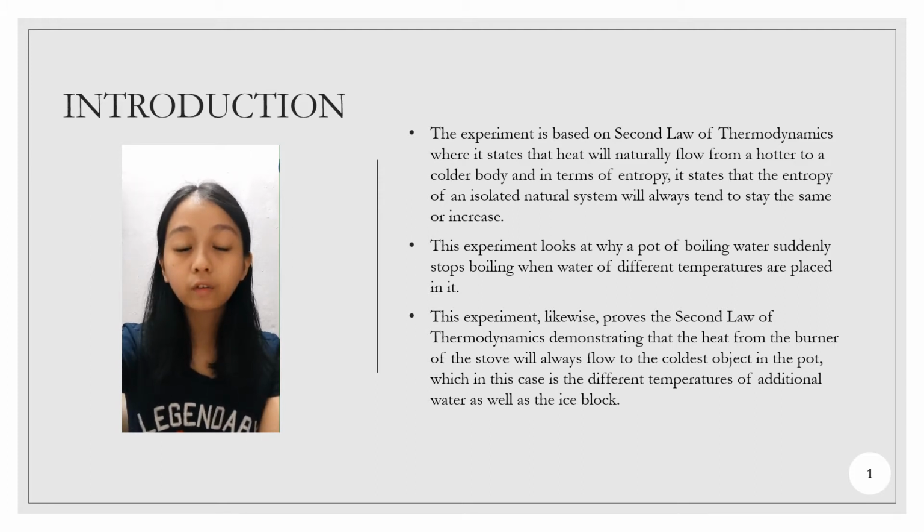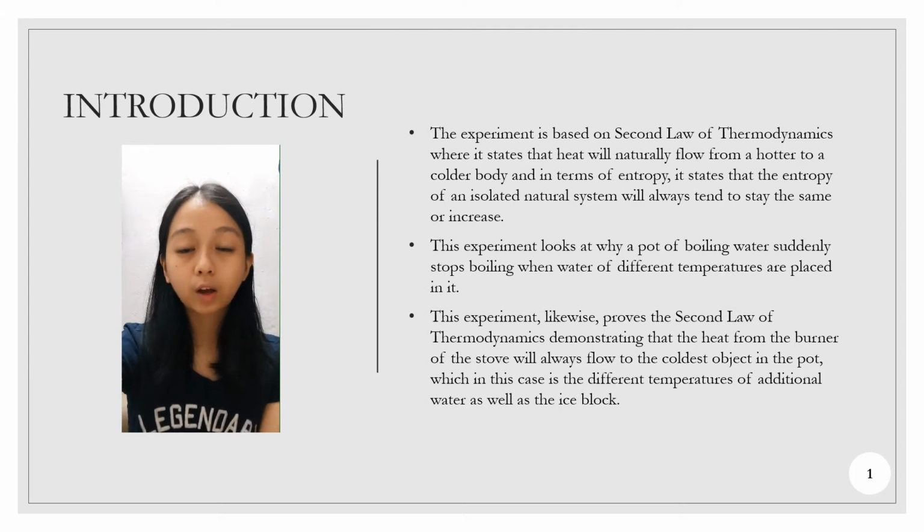A pot of 500 ml of water is heated on a stove until it comes to a steady boil. Then, 125 ml of hot water, 125 ml of lukewarm water, 125 ml of cold water, and an ice block of 125 ml are put into the pot. Water will immediately stop boiling.